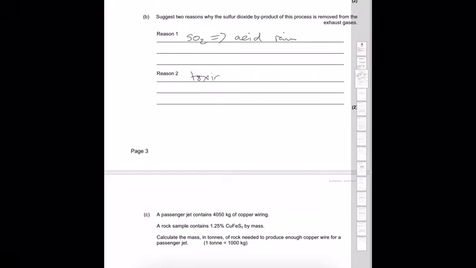And all the problems that's produced, and it's also toxic. I don't know why that line's there.